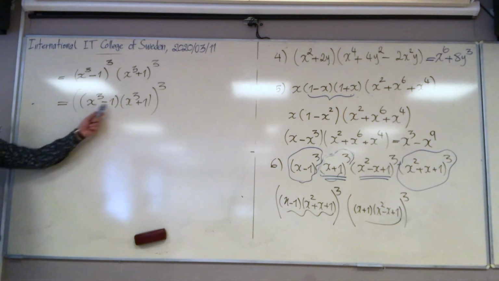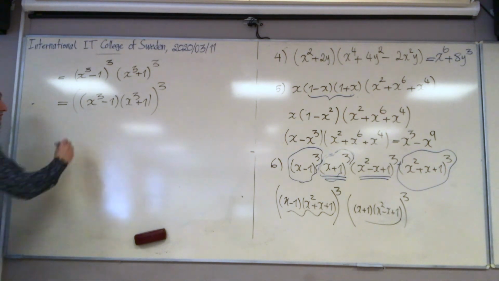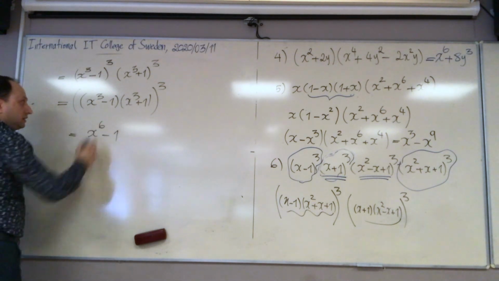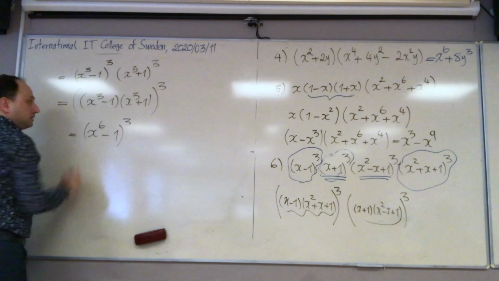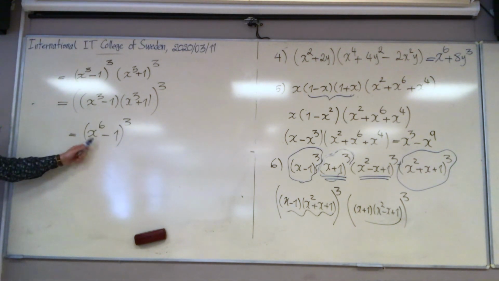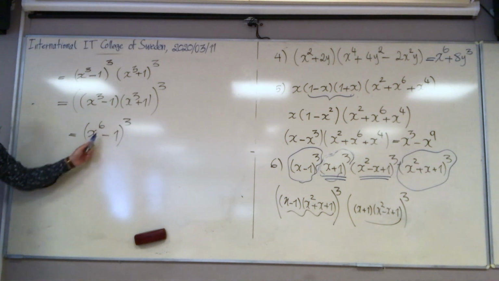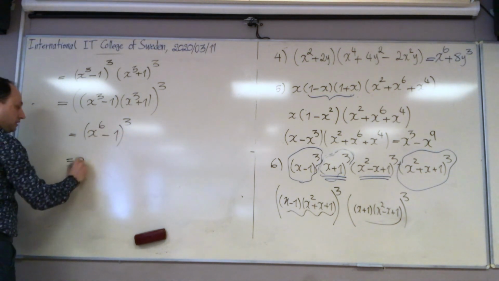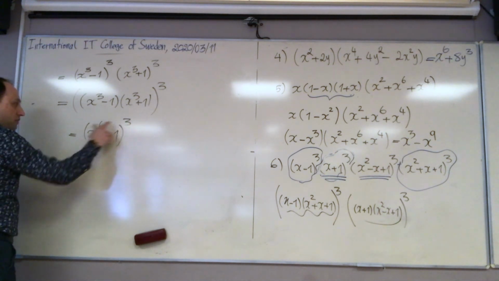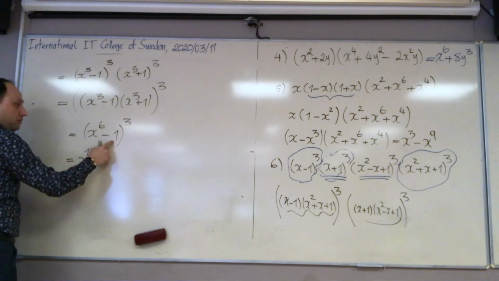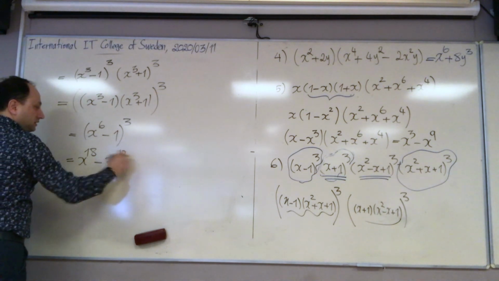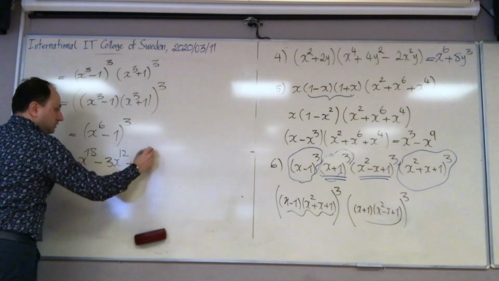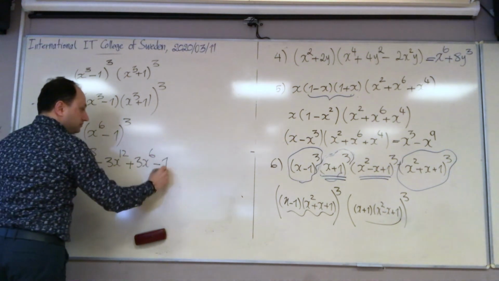But then this is a conjugate pattern. So what's the answer? x to the 6 minus 1. Yes? And then to the 3. But this is another pattern we learned today. We want to raise a binomial to power 3. Do you remember what was the rule? The first one to the power of 3, 3 times the first one to the power of 2 multiplied by the second one, 3 times the first one multiplied by the second one squared, and finally the last one cubed.